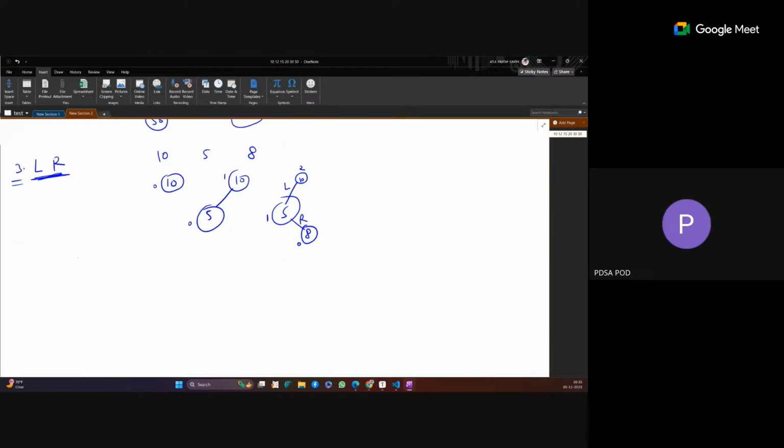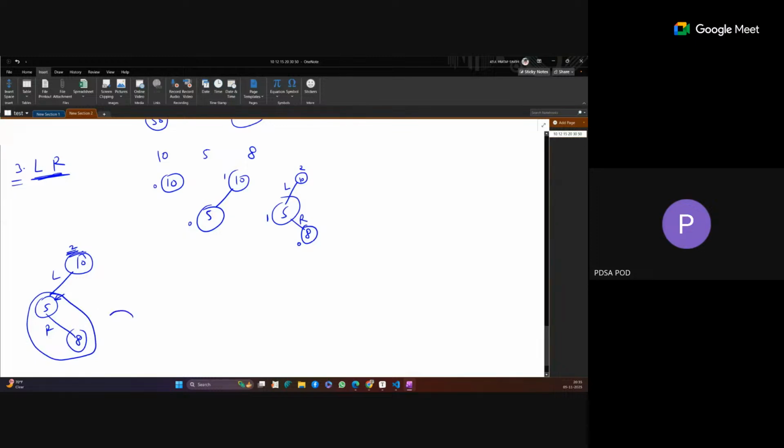So I'm drawing it again here: 10, 5 and 8. So LR. Here we require 2 rotations. This is the balance factor 2 we got. The first rotation will be applied on the left child of the node where we are getting the unbalanced factor. So for this left child, go to the left child here and apply only on this part. Apply the anti-clockwise rotation. Consider this as the pivot position and apply the anti-clockwise rotation here.